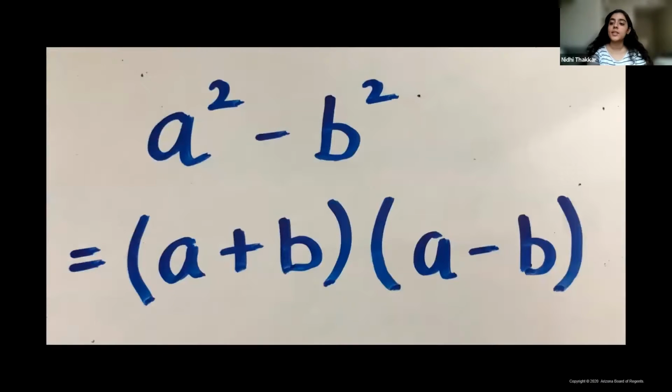Another identity that can be useful is a square minus b square. What this basically is, is (a plus b) multiplied by (a minus b). This can also be used in the reverse form, because sometimes the question would be (a plus b) and (a minus b), and you'll have to make it in the form of a square minus b square. So just remember these 3 identities and it will be helpful for you.